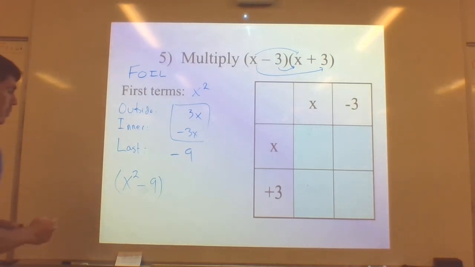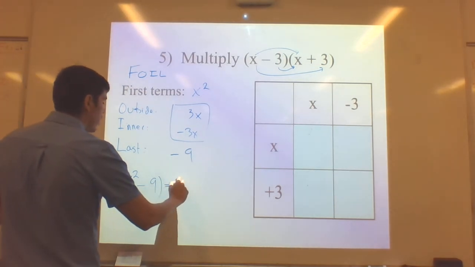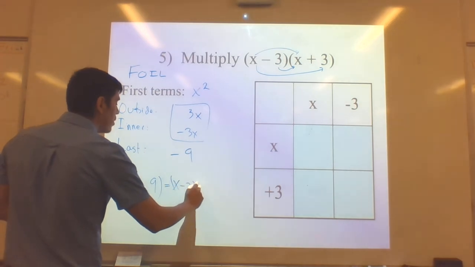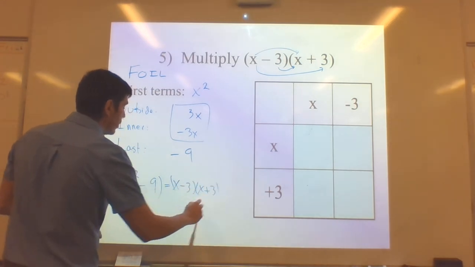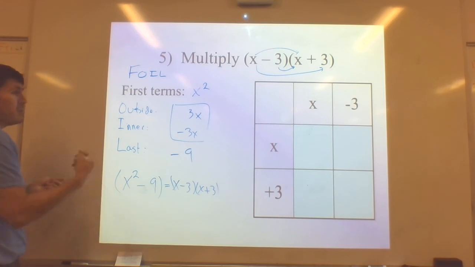So x squared minus 9 equals x minus 3 times x plus 3. Okay. That's the answer using FOIL.